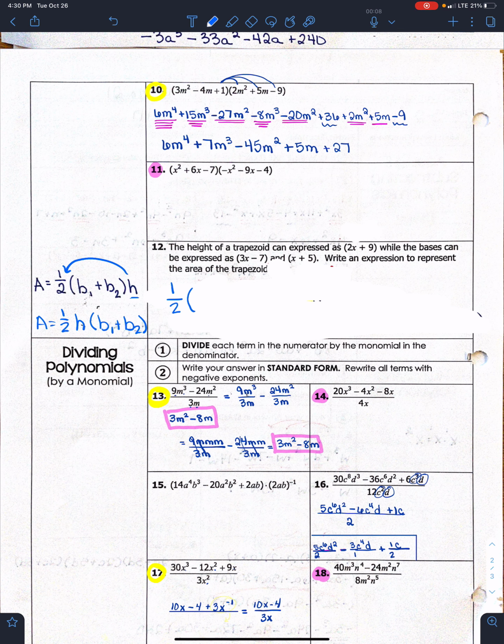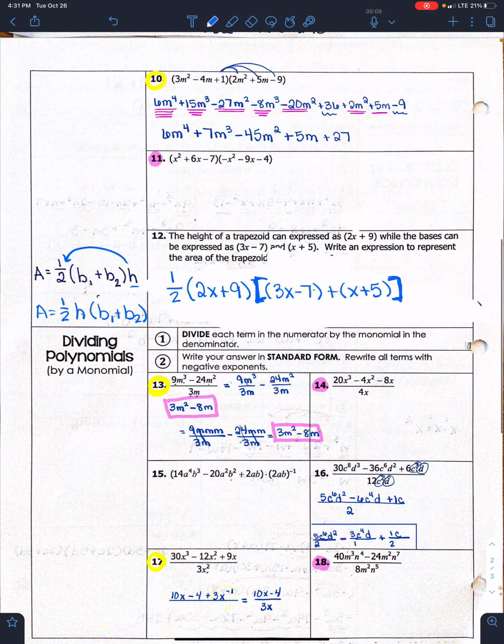The height of the trapezoid is expressed as 2x plus 9, while the bases, notice the bases are being added together in their own group, so I'm going to use a bracket. The first base, or base 1, is 3x minus 7, and it's being added to base 2, which is x plus 5. Let's simplify what's being added inside the brackets first.